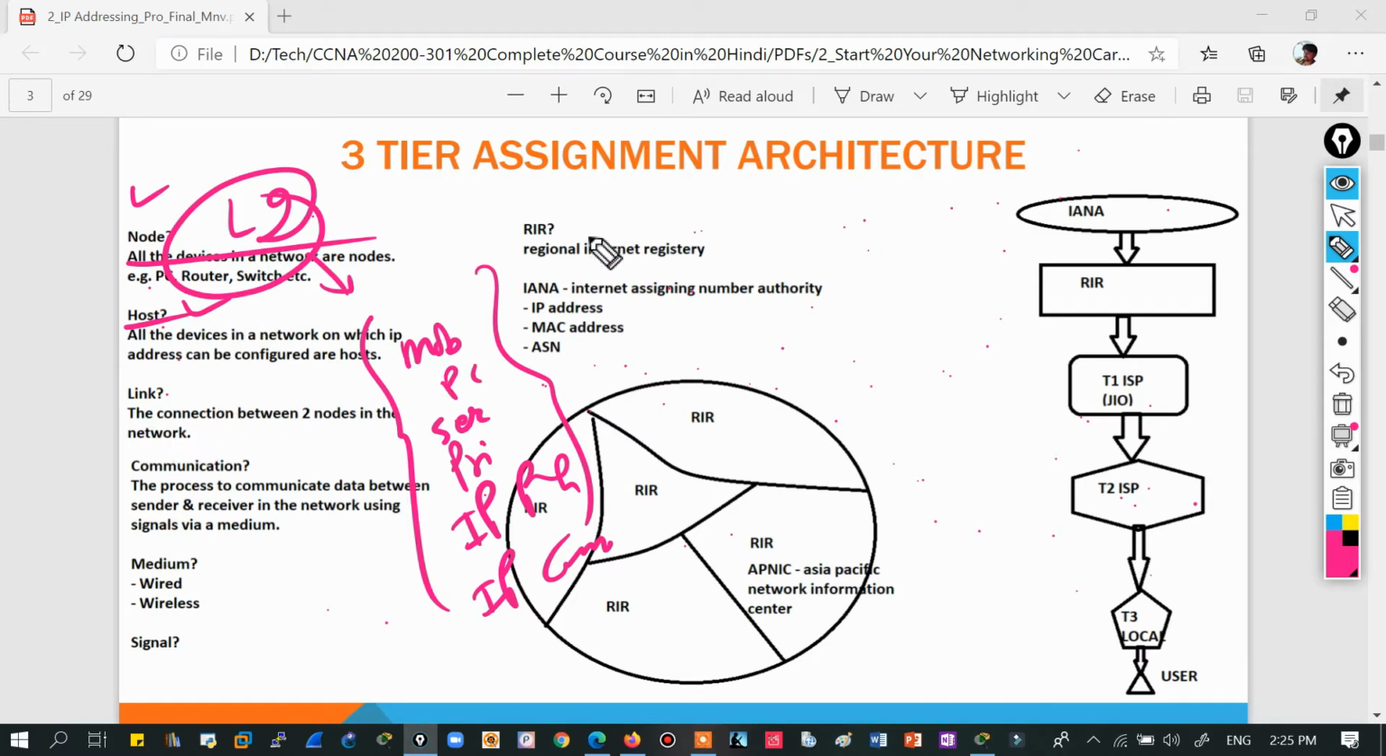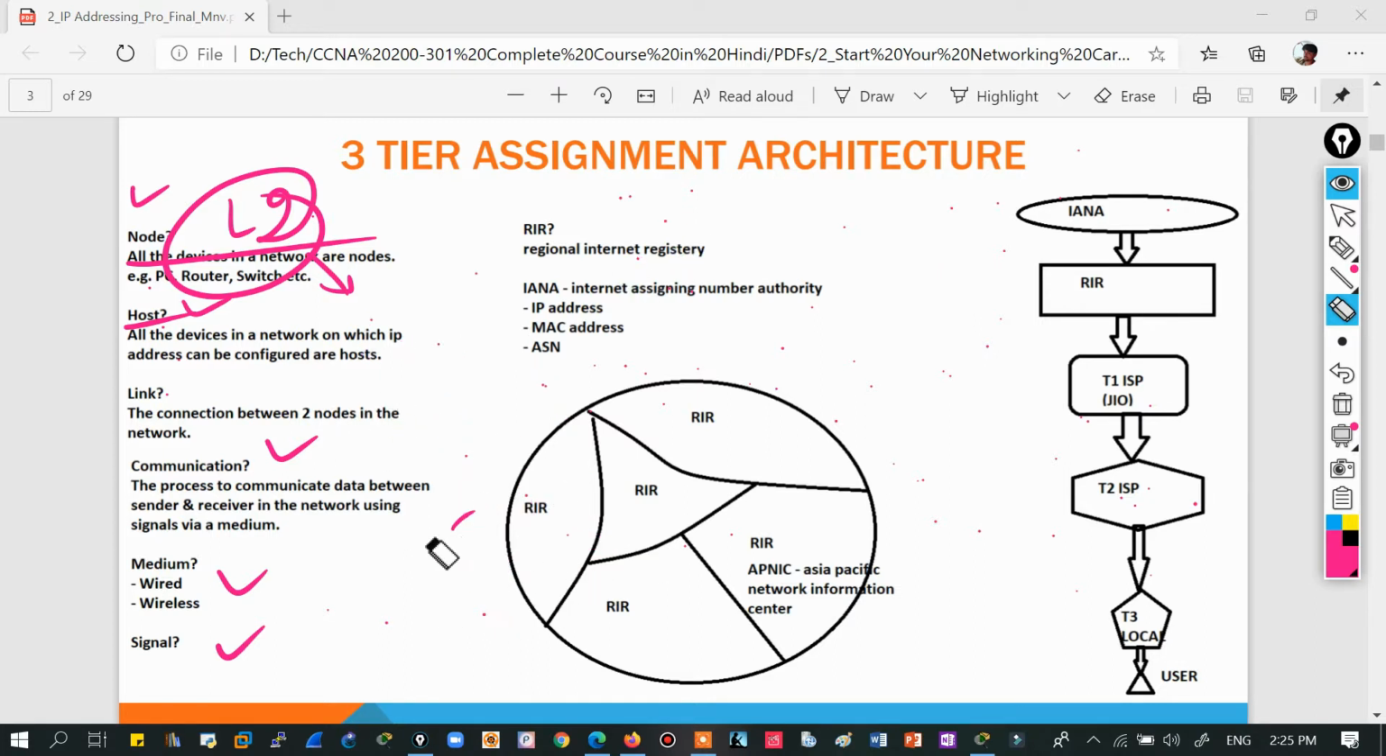Now what is a link? Suppose this is a host or node, and this is another node. How are we connecting these two nodes? This is a link, meaning the interconnection between different nodes in a network. Communication, medium and signal I have discussed in the very first introductory video. So this slide contains this much data, and let's move on to the next slide for the further topics, right? Let's see what the next slide concludes.